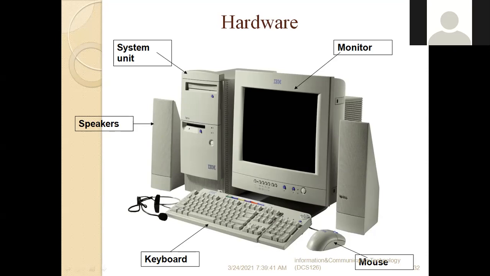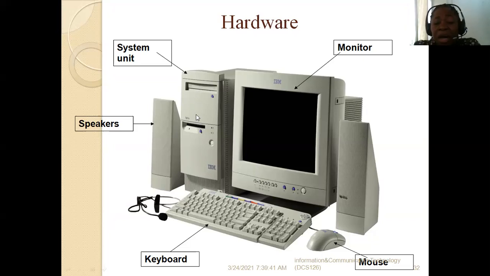Ma, I want to ask you about the system unit. I don't understand what you say. Okay, this is the system unit. Can you see the system unit? Yes, I'm seeing. Okay. Now, the system unit is the box. You can also call it the system box. It is the box that contains the CPU, the central processing unit.